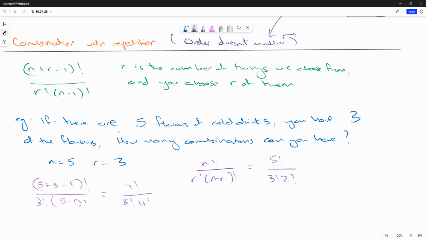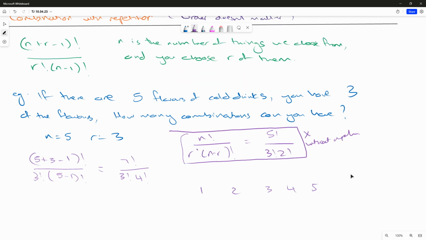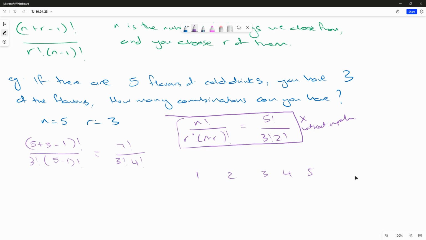So this is the one without repetition, right? So that's without repetition, which is wrong for this one. If there are 5 flavors of cold drinks, you've got 1, 2, 3, 4, and 5. How many combinations can you have? All right, and you have 3 flavors of those. You can have 3 flavors of those, and you want to find out how many combinations you can have.